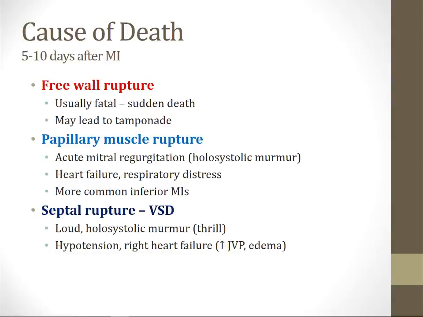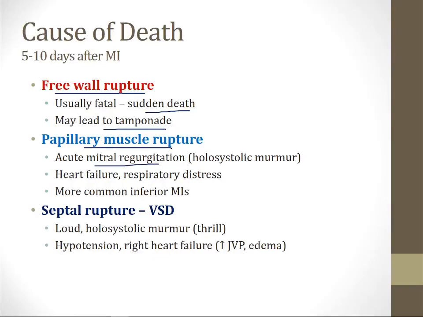The first thing that can happen is one of the walls of the left ventricle can rupture. This is called a free wall rupture. It's usually fatal and leads to sudden death, although sometimes the blood can fill the pericardium, and this can lead to tamponade. One of the papillary muscles may develop ischemia and become necrotic and rupture after 5 days, and this leads to acute mitral regurgitation.